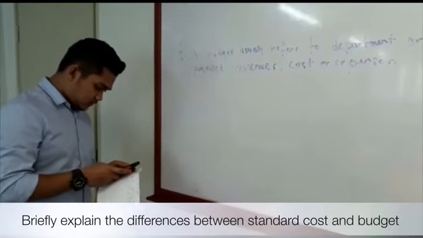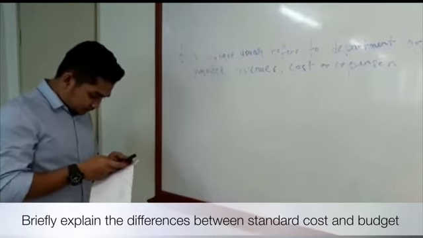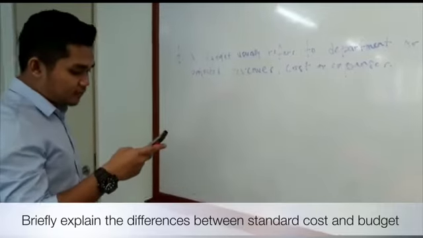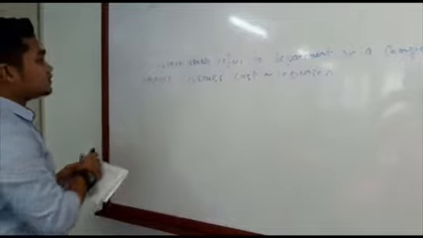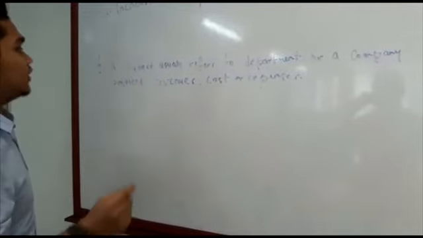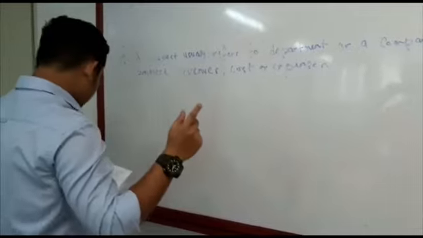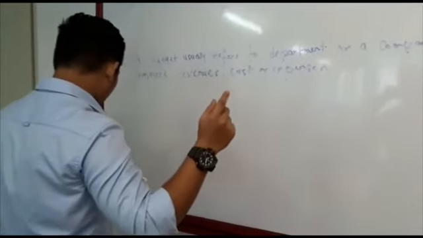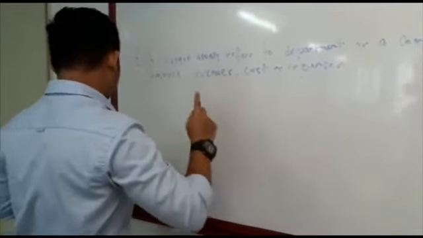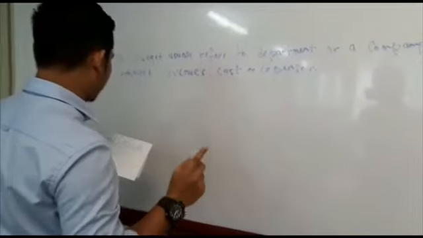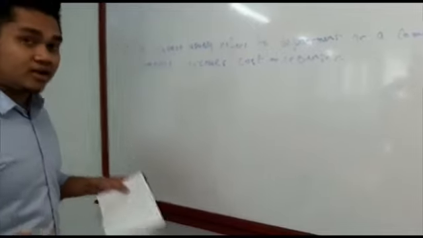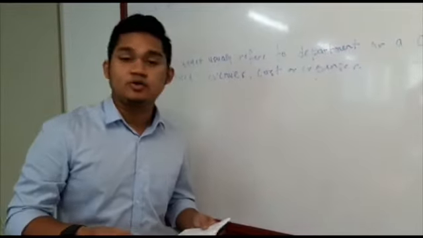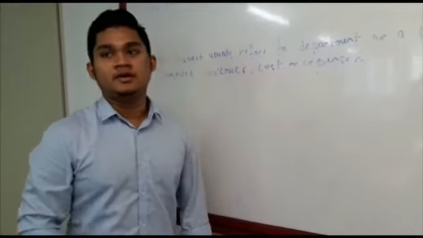Okay, for 5D, the question is to briefly explain the difference between standard cost and budget. A budget usually refers to a department's or a company's projected revenues, costs or expenses. A standard cost refers to a projected cost per unit of product or per unit of input, such as direct material, factory overhead or per unit of the department. Okay, that's all.